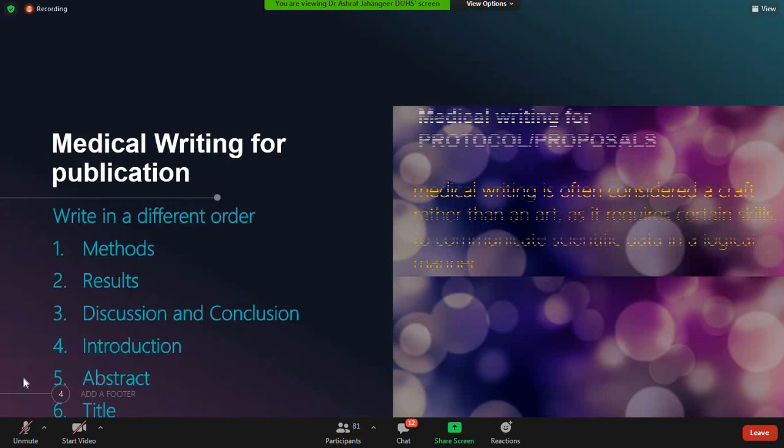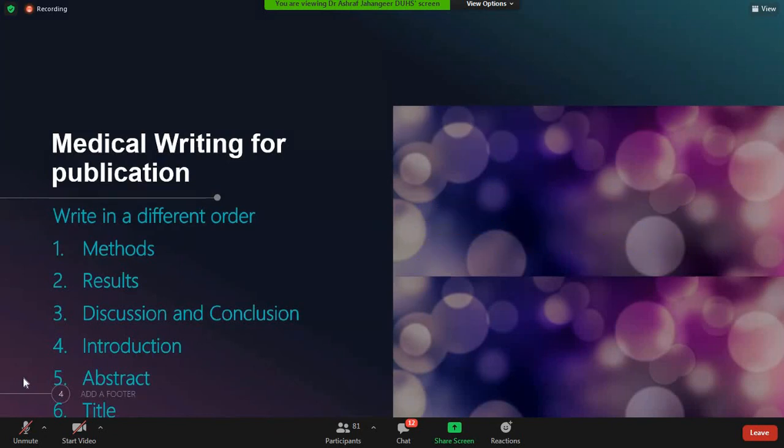Because you have more grip on your methods, and now you have analyzed your results. So based on those two sections, you can write a perfect discussion and conclusion. Introduction, you already know about the introduction, because when you start building up your project at the protocol writing and proposal writing, you already wrote some introduction, so you know the background. But on the basis of your methods, results, and discussion, your introduction needs to be tailored.